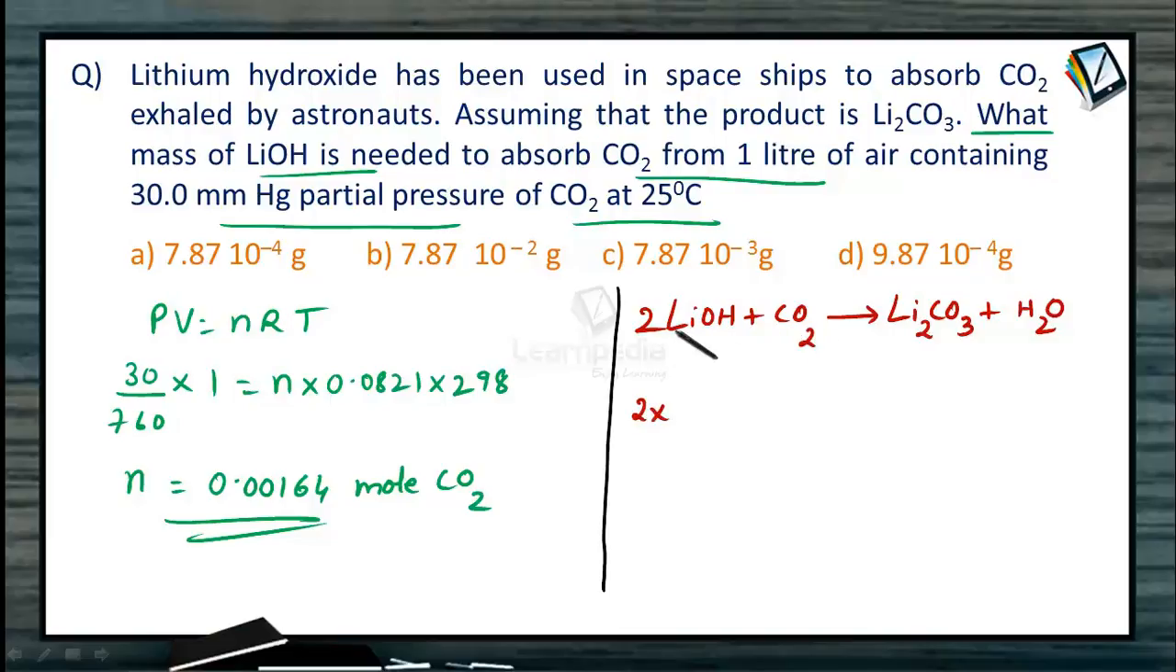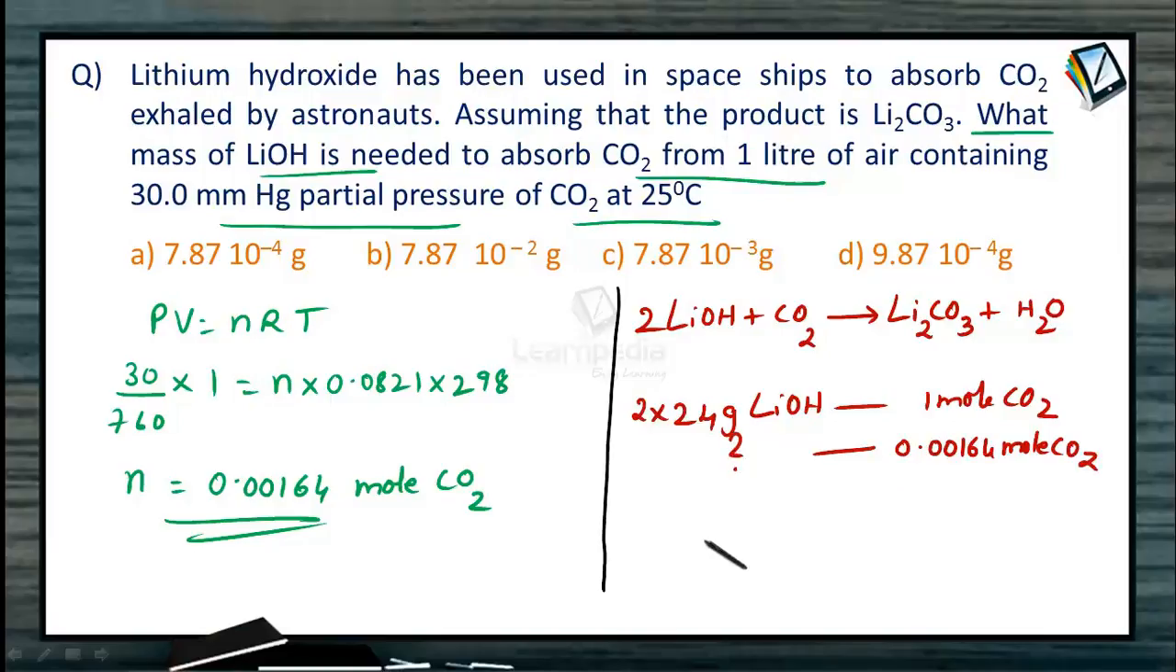That is 2 into its gram molecular mass, which is 24. So 2 into 24 grams of lithium hydroxide absorbs 1 mole of carbon dioxide, and here we have 0.00164 mole of carbon dioxide. This much amount of CO2 is absorbed by how much quantity of lithium hydroxide? It is 0.00164 by 1 into 2 into 24.